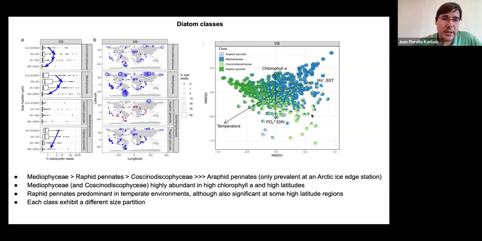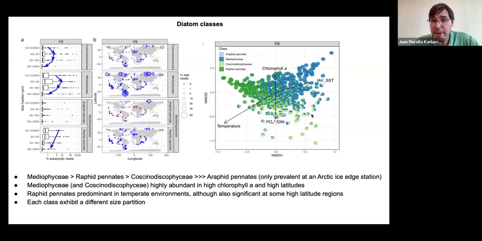Well, diatoms, as you know, can be classified into four main classes. We see that the prevalent one at the global ocean level, in planktonic lifestyle, was Mediophyceae by far, followed by Raphid pennates and Coscinodiscophyceae. Araphid pennates were very low in abundance and only prevalent in an Arctic ice edge station. This is expected given that they are more prevalent in benthic environments.